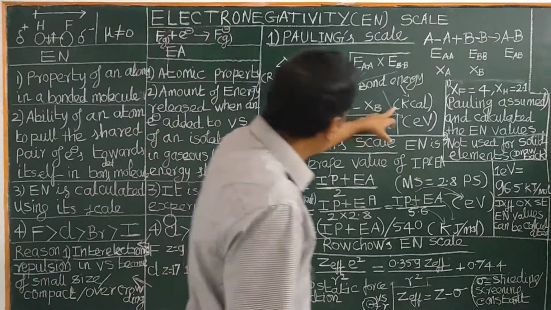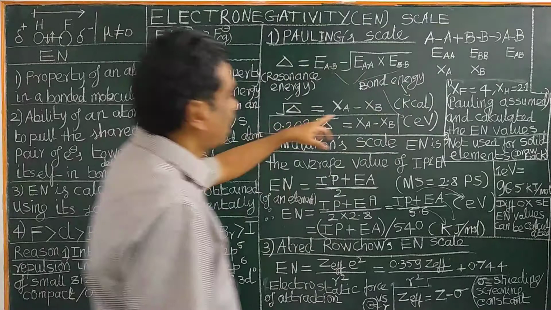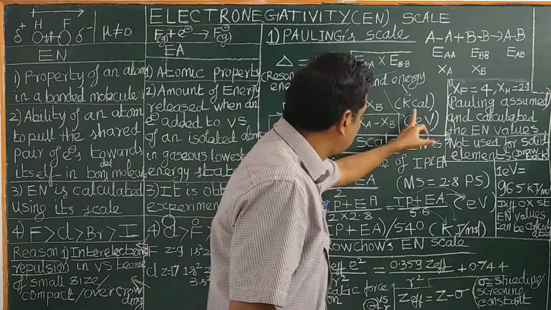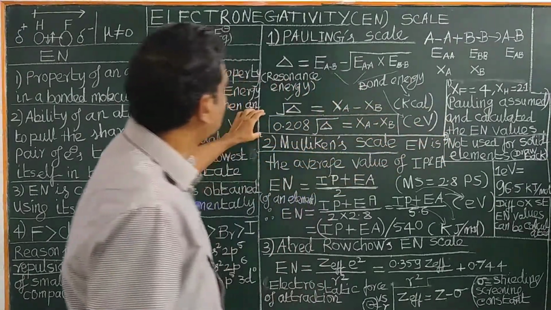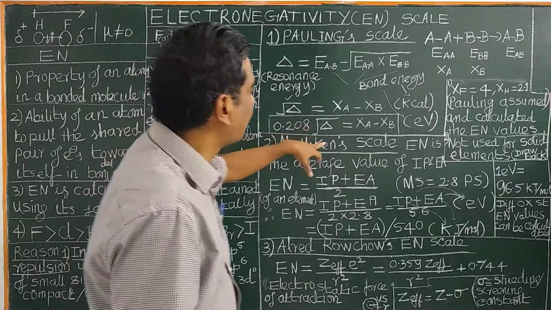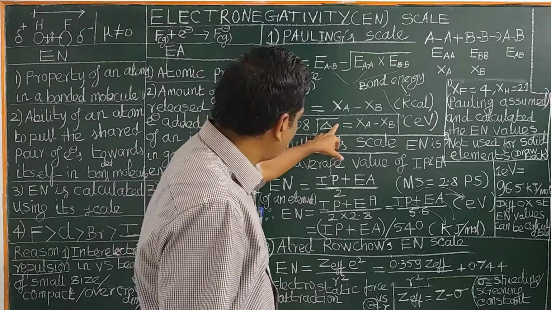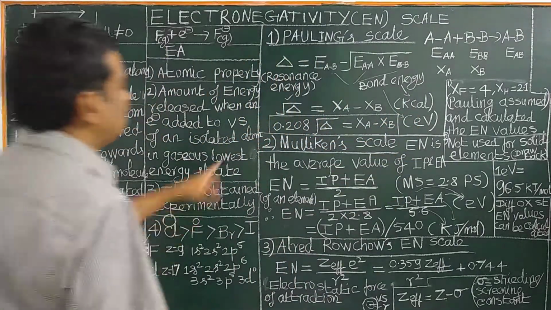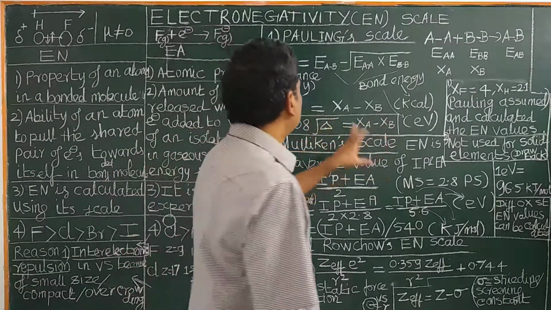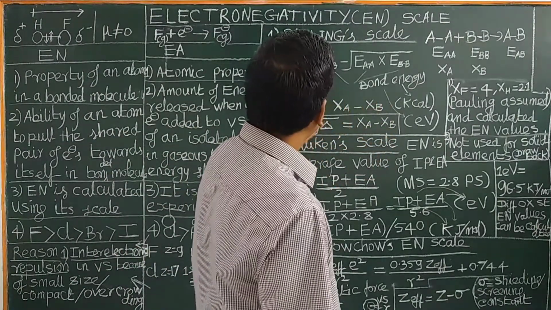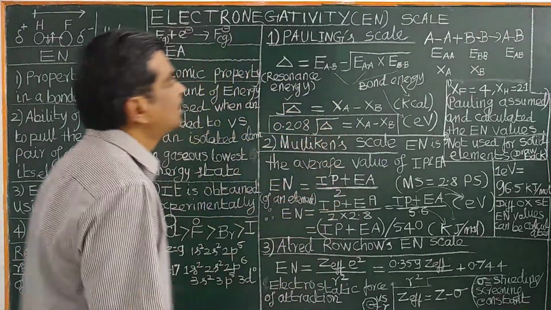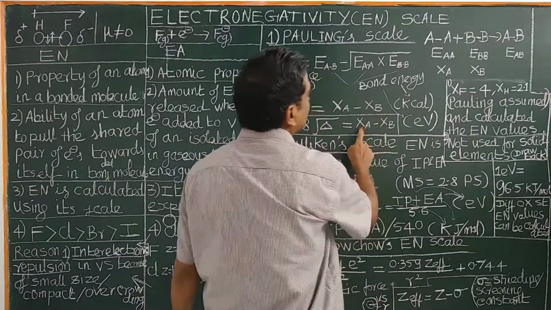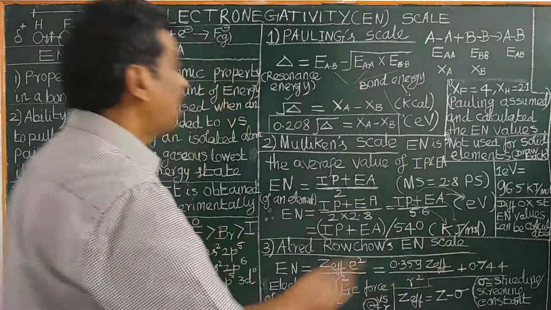Now, the bond energies are usually given in kilocalories per mole. This formula is in kilocalories. In order to convert to electron volt, the factor 0.208 is multiplied by the square root of del. This is the formula used to calculate. If it is given in kilocalories, first you calculate this and then multiply it by this factor. And for hydrogen, it is known, so you can calculate the electronegativity of the other element.